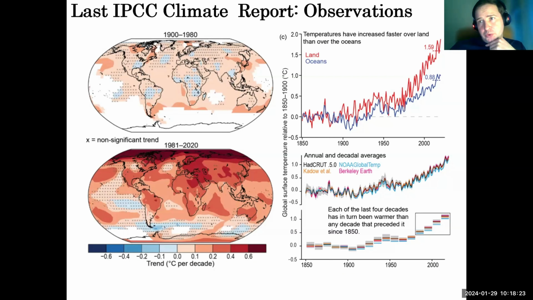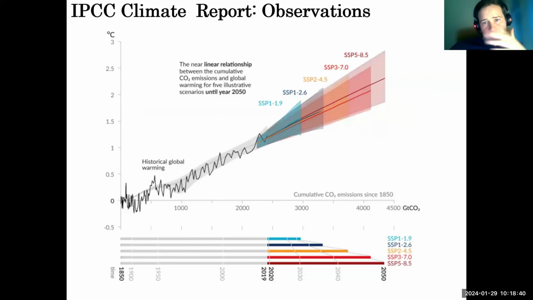As soon as you are familiar with the IPCC, you are probably also familiar with those graphs and maps. They basically show how temperature is increasing and what we can expect from different scenarios globally. And this is probably one of the main pictures. So this is the projection of the cumulative CO2 emissions and corresponding increase in temperature for different SSPs.